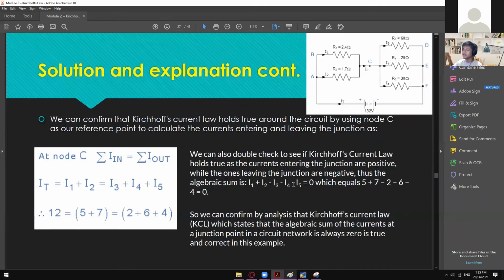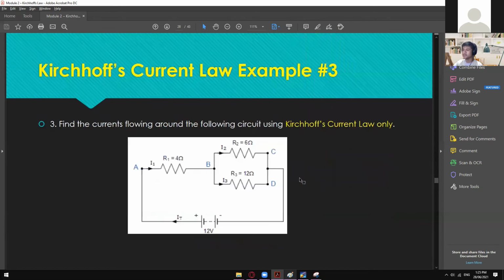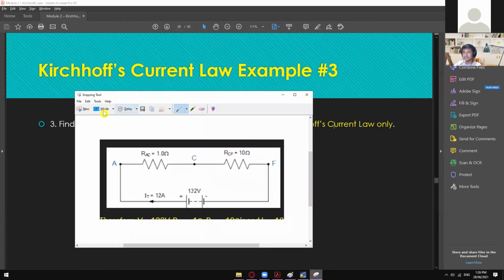But anyway, that's it for example number two. So let's now move on to example number three since we don't have enough time anymore. In here, find the currents flowing around the following circuit using Kirchhoff's current law only. So take note, we only have to use KCL. We can actually use Ohm's law right away just by combining those two using the parallel rule. But since we are restricted to that, we have to show Kirchhoff's current law. But before we can do that, we have to apply KVL also at the same time. So let me just get this one.